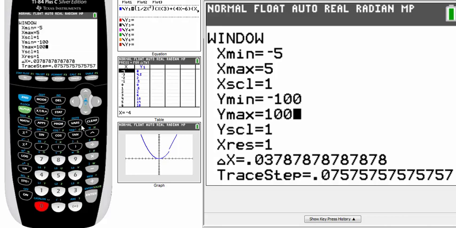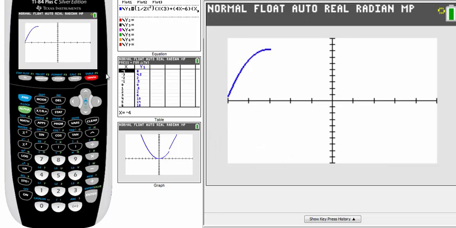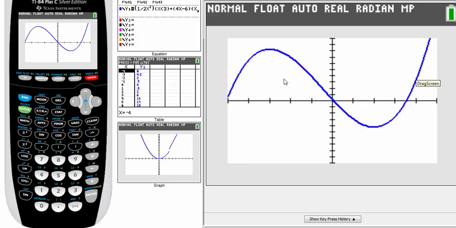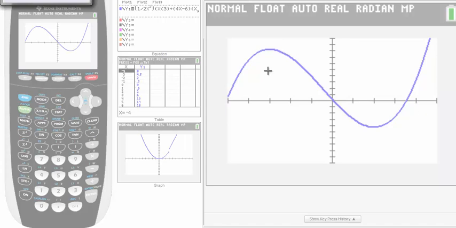But instead of going by units of 1, they want each tick mark to represent 10. And then we go ahead and hit graph. Again, those are just the values that they provided. We could also choose different values, but this gives us a nice look at the graph. And it's all spread out. It's not crushed into one small viewing area because of that change in the tick marks.